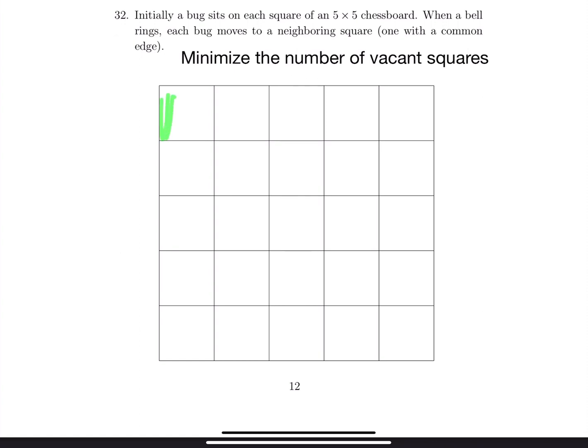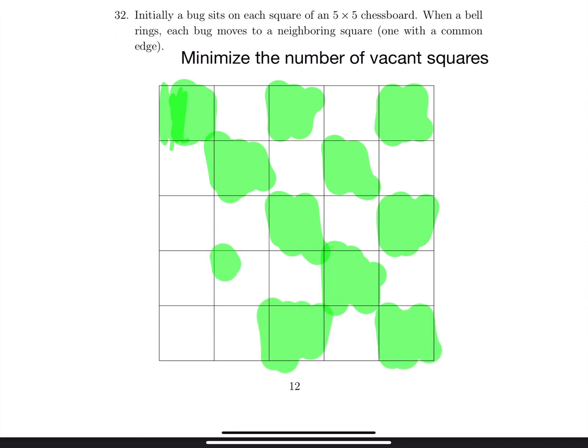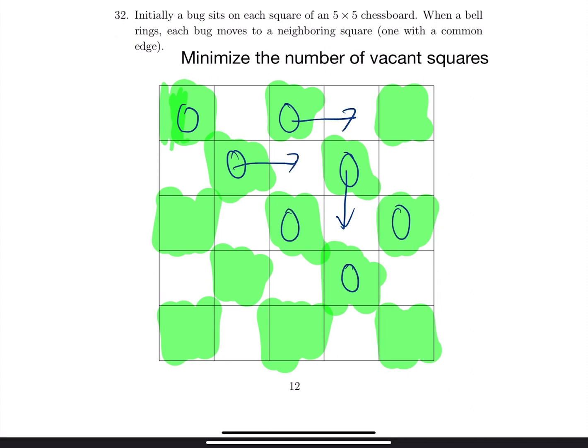First, let's color the checkerboard. These squares, let's just color them green. So we know that there's going to be 13 green squares, and there's going to be a bug on every square to start. So we know that there's bugs in each of these places. And so let's color all the bugs that sit on the green squares. Those are purple bugs. And the bugs that are on the white squares, those are red bugs.